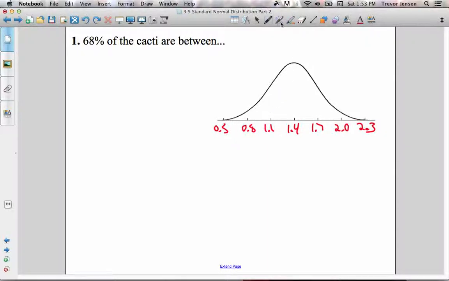68% of the data is going to be within one standard deviation of the mean, so it's going to be between 1.1 and 1.7. 68% of the cacti, or the area between one standard deviation less than the mean and one standard deviation more than the mean, the area would be 0.68, which tells us 68% of the cacti would have a height between 1.1 meters and 1.7 meters.